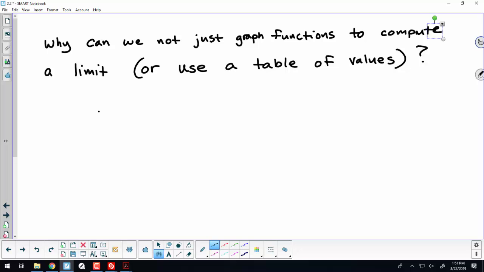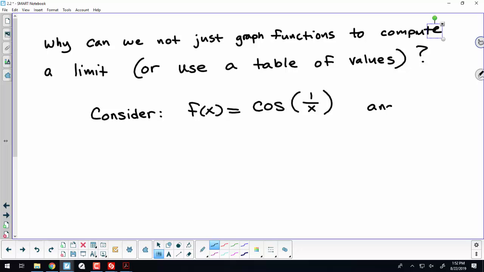So just to motivate this, we'll just consider the function f of x equals the cosine of 1 over x, and compute the limit as x approaches 0 on that function.